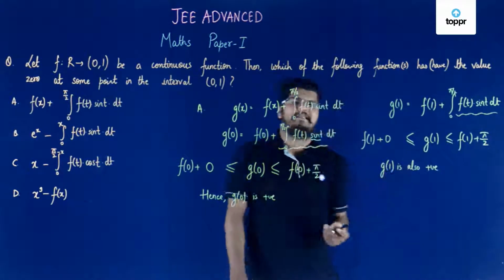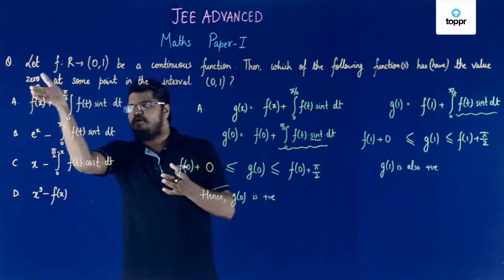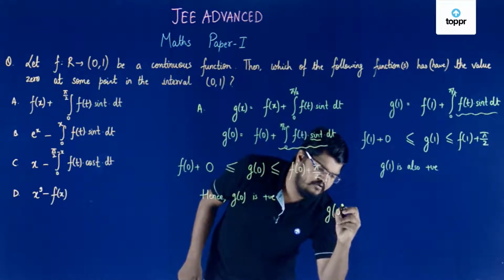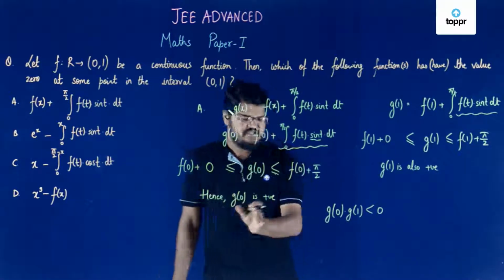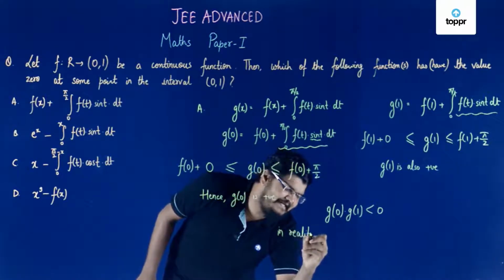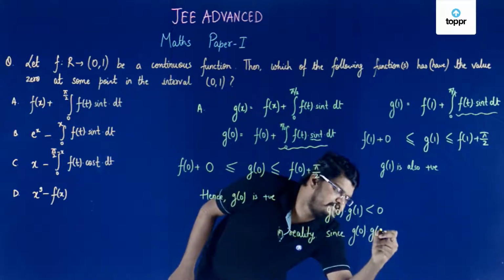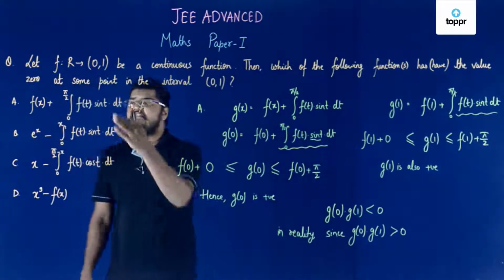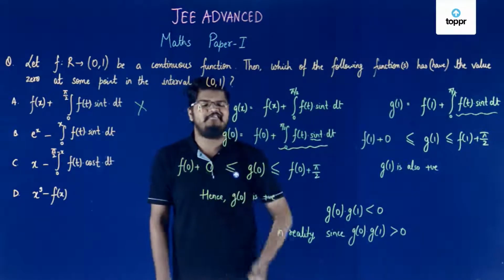Now we know that if a function is crossing the 0 point in the interval (0, 1), then in that case g of 0 into g of 1 should be less than 0. But here you can see that since g of 0 and g of 1 are positive, g of 0 into g of 1 is greater than 0, hence we can say that this option is actually incorrect. That is, this function doesn't cross through the value 0 at any point in the interval (0, 1).